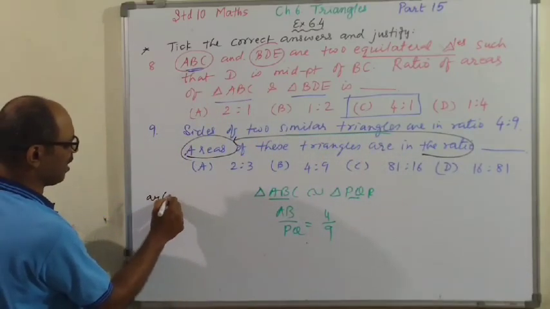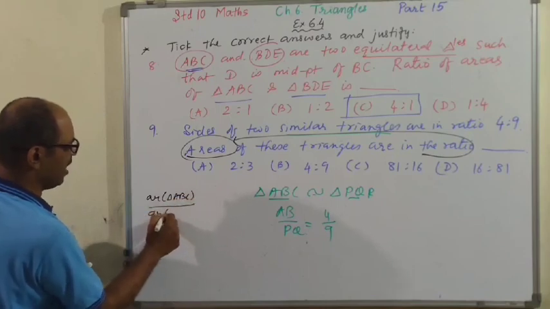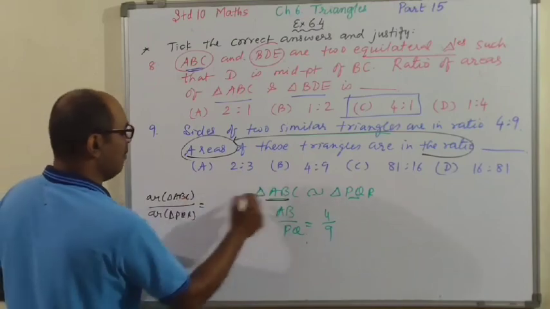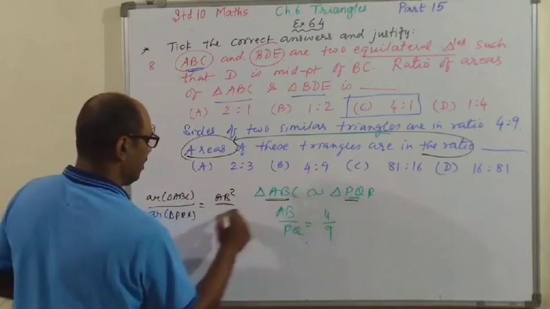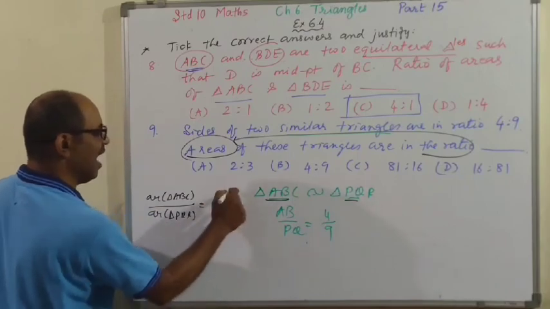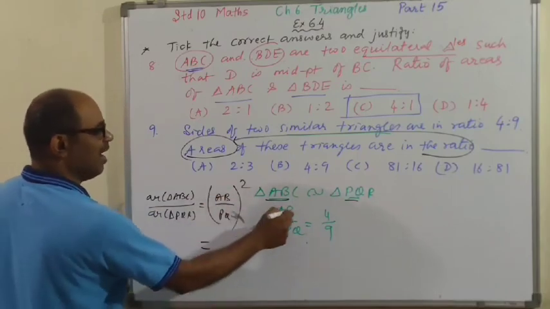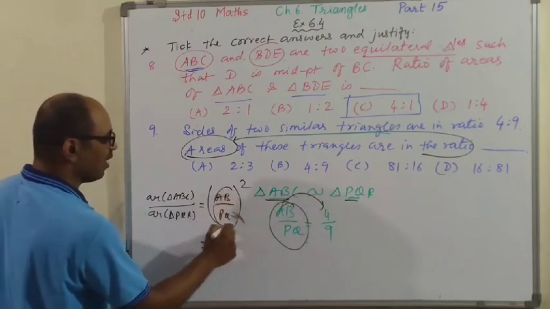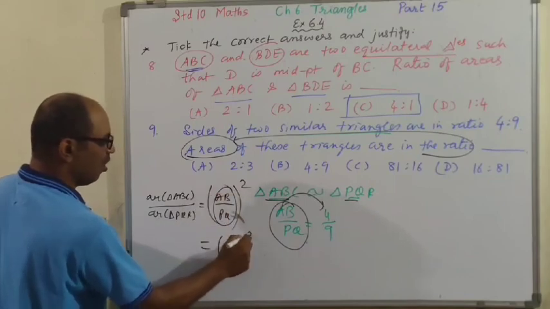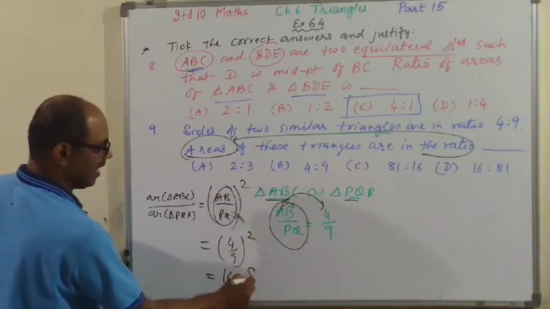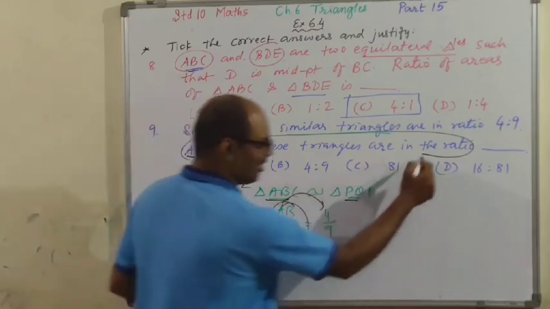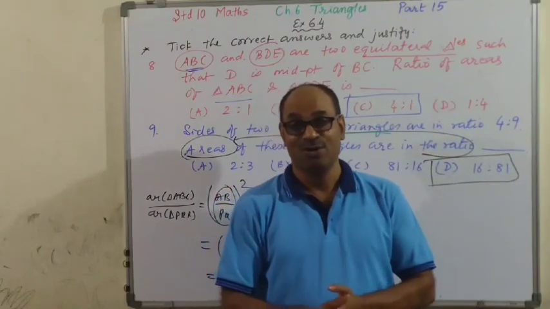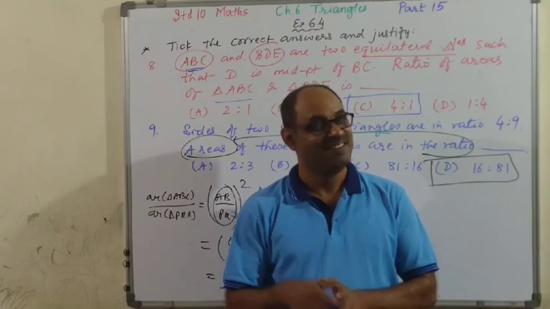So area of triangle ABC upon area of triangle PQR is equal to, again, AB square upon PQ square. Both are squares, so you may write whole square. Direct substitution. What is AB upon PQ? Yes, what is AB upon PQ? 4/9, whole square. 4 square is 16 and 9 square is 81. So the answer is here. Okay. I hope you have understood. So we end this session here. Bye bye.